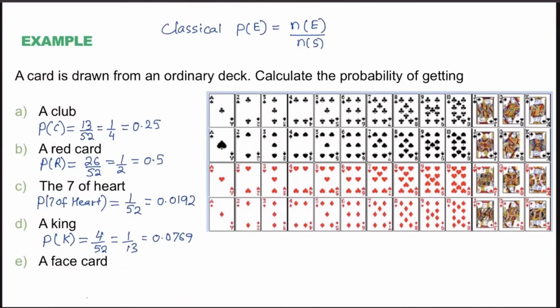And the last one, face card. How many face cards are there? 9 or 12? 3, 6, 9, 12. 12, right? 12 divided by 52, which is equal to 3 over 13, right? When you reduce that, 3 over 13, which is the same as 0.2308. Okay. So that is the end of this example.